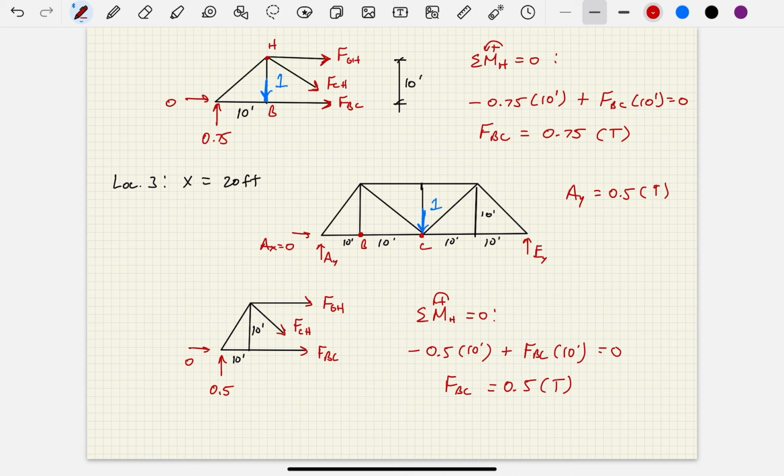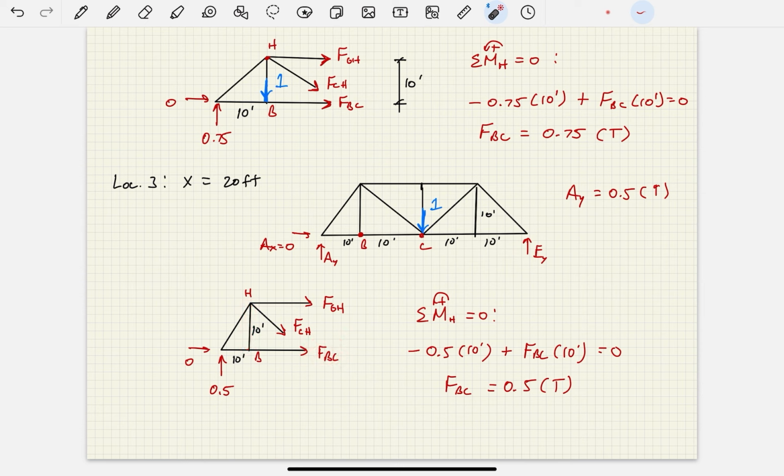So, if you need to relabel that, go ahead and do so. There's point B. When you sum moments about point H, remember, FGH and CH don't show up in this equation because they pass through that point, okay? So only the 0.5 and the FBC are showing up. You have this 0.5 times this 10 feet, and then you have FBC times this 10 feet, okay? So what do I do next?